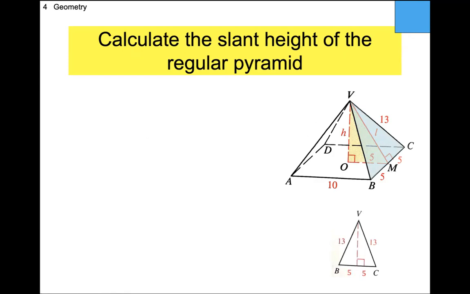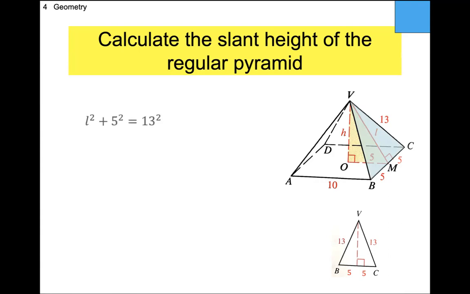I just redrew it there on the bottom. But we know from the given information that the lateral edges are 13, and it's regular, so all the lateral edges are 13. And we know that the base there is 10. And since that perpendicular is a perpendicular bisector, it would cut that 10 in half. And now notice, if we're trying to calculate the slant height, it would be that dotted line right there. I've got two right triangles, and each right triangle has two sides. I can use the Pythagorean theorem to find the third side.